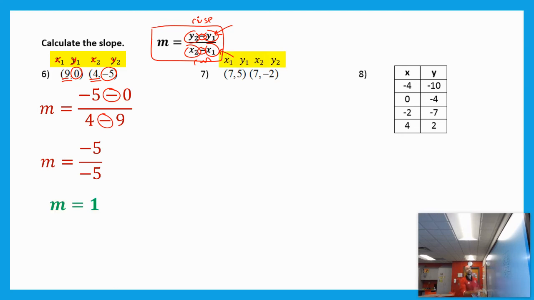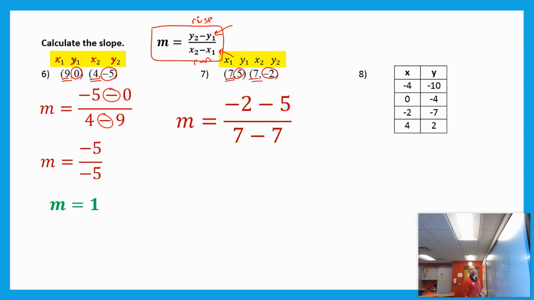For the next one, again, label, right? Labeling x1, y1, x2, y2. So once you have everything labeled, then it's just a matter of plugging those things into the formula. So y2 is -2. y1 is 5. So on the top, I have -2 minus 5. On the bottom, I have 7 minus 7. So I get -7 over 0.